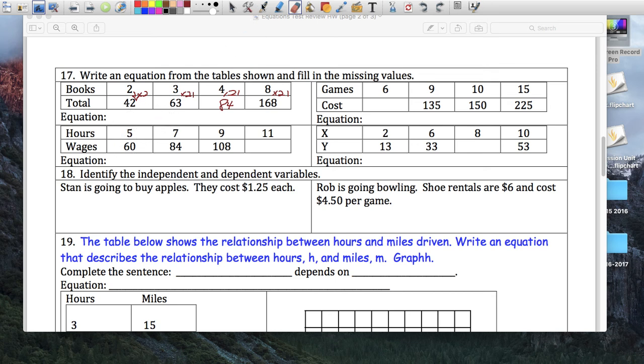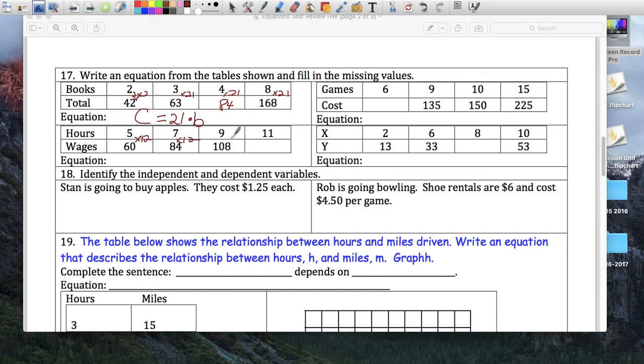Games, cost. Okay, this one's easy. Look at the 10, don't look at the other ones, look at this one first because that's easy to figure out. It's times 15. Just make sure that everything else is also times 15. Just because it works for one, it doesn't mean it's going to work for all of them. So make sure your rule works for all of them. So times 15, my 45, it works. And here it's going to be times 15. 6 times 5 is 30, so that would be 90.